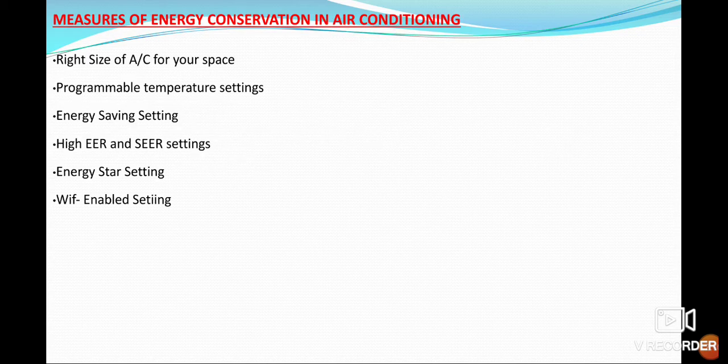Next is the measures of energy conservation in air conditioning. We can improve that by choosing the right size of AC required for our space, programmable temperature settings, that is by using sensors, energy saving settings and Wi-Fi enabled settings, Energy Star settings, high EER and SEER ratings.